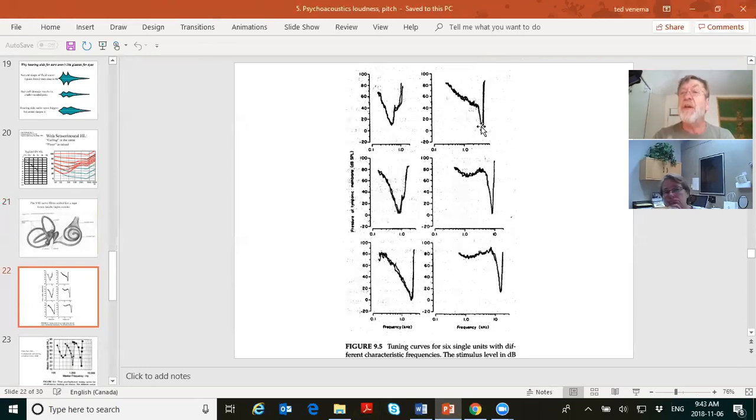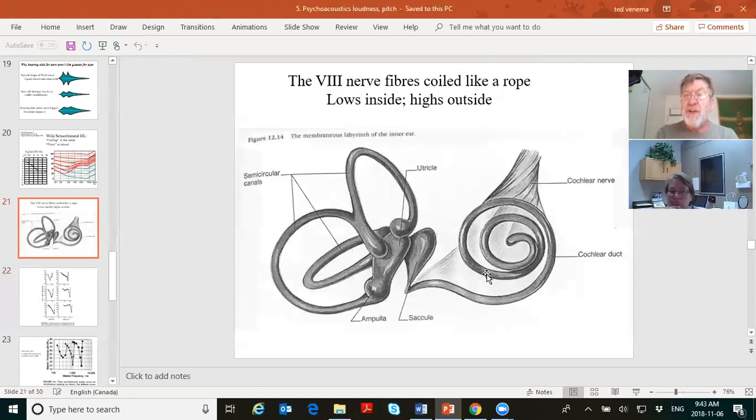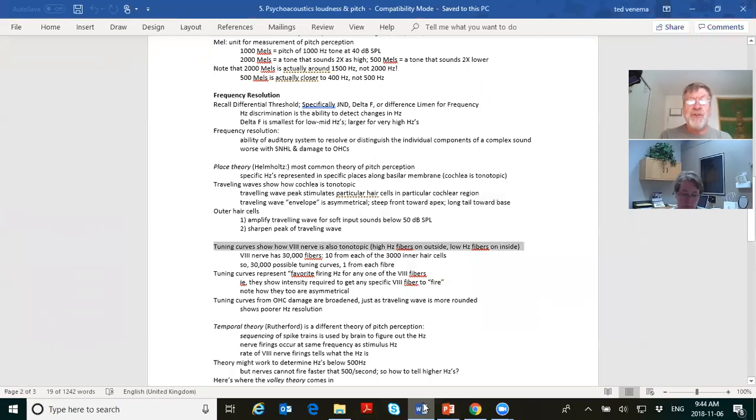Okay, so that's going to be that neuron fiber's favorite firing frequency. And if we try to stimulate that nerve fiber with a lower frequency, we need more decibels to get that nerve fiber to fire. So here you're looking at 6 tuning curves, and they're probably representing 6 of these fibers. All in all, just to tell us that the eighth nerve, like the cochlea, is tonotopic. But enough on that. Let's look at our notes here.